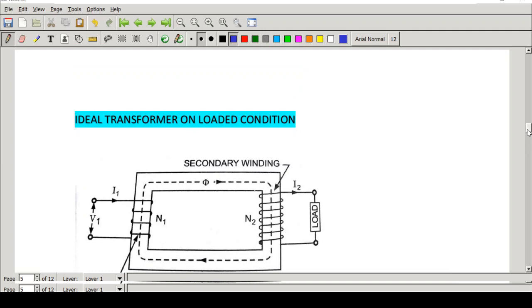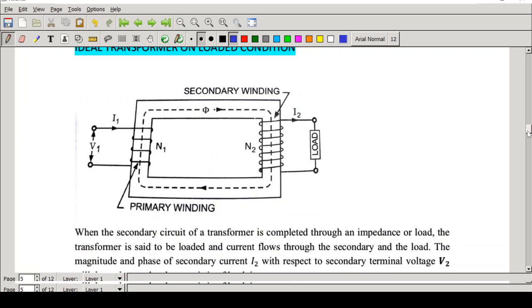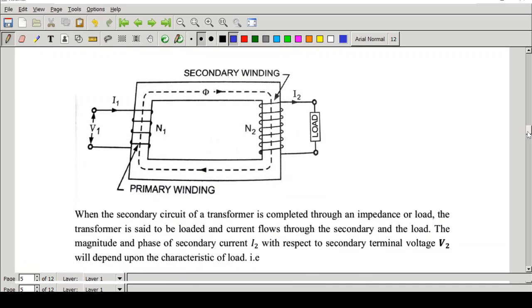Now let's move on to the next condition, because now we are going to discuss the ideal transformer on loaded condition. We already discussed the no load condition. Next is the loaded condition. So what will happen when a transformer is loaded? Again, this is the circuit diagram of the transformer. Here V1 is the input voltage, I1 is the input current. See here, now the current is not I0, it is taken as I1. That I will explain. Then N1 is the number of turns and N2 is the number of turns in the secondary.